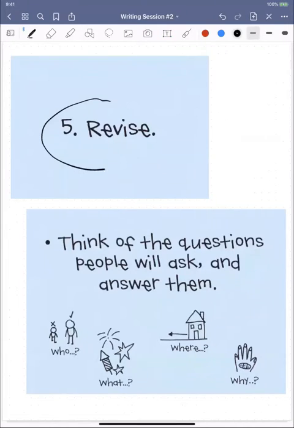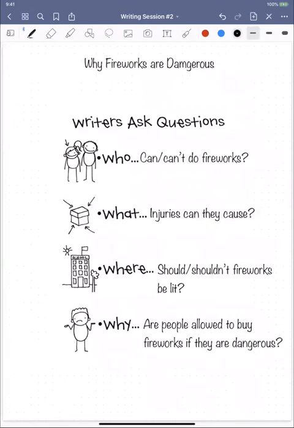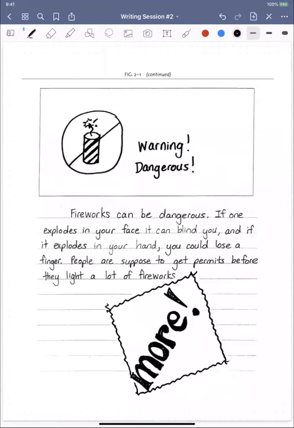So this is from our anchor chart, this revise, okay? As you're going back and looking at your story today, we're going to think about how we can use the who, what, where, and why questions about our topic to help us answer those to write more. So let's go back and take a look at that second page that I had, about how fireworks were dangerous. I agree with my readers. This page really does not have enough information on it. It needs more. So we're going to add some more.